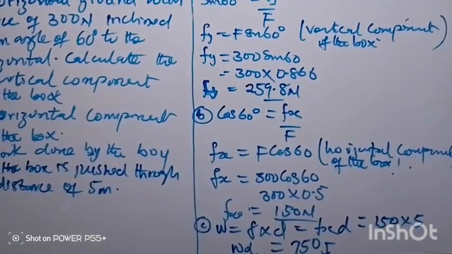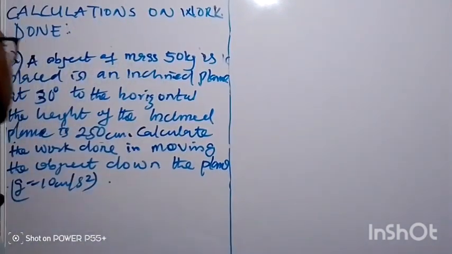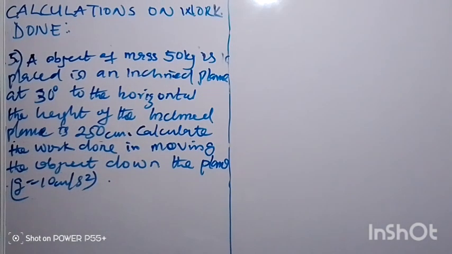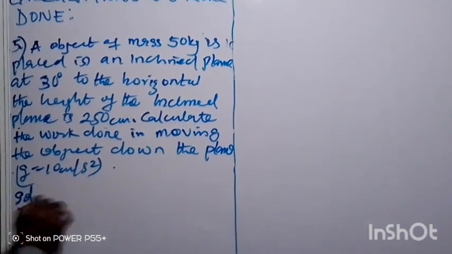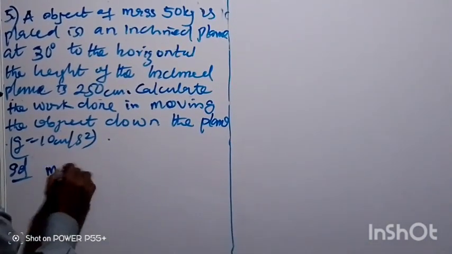Let's take this one as example 5. An object of mass 50 kg is placed on an inclined plane at 30 degrees to the horizontal. The height of the inclined plane is 250 centimeters. Calculate the work done in moving the object down the plane. g is equal to 10 meters per second squared. So to solve this one, solution, let's first write out the parameters. Mass is given as 50 kg.